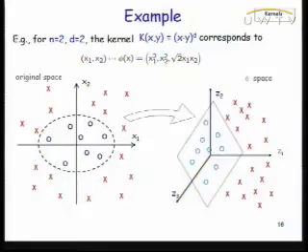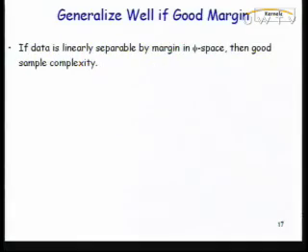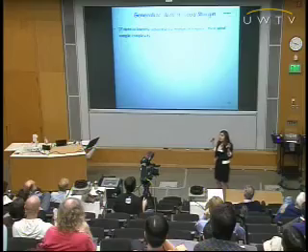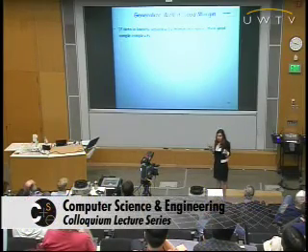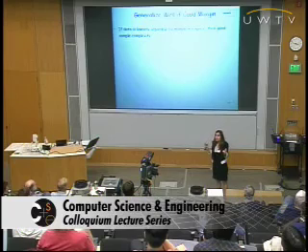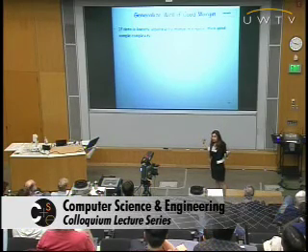Here is a classic example or picture. The data right here on the left is not linearly separable in the original two-dimensional representation. However, it is separable by an ellipse, and it is also separable in the phi space induced by the polynomial kernel of degree 2. So, in higher dimensional feature spaces, it's much easier to make the data linearly separable. And moreover, if the data is linearly separable by a large margin in the phi space, then we also get good sample complexity or good generalization guarantees.